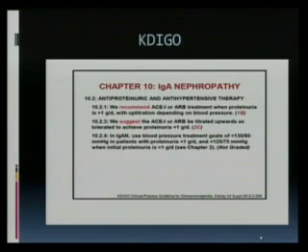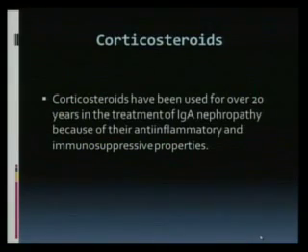And you can see the evidence is pretty decent there, 1B. We suggest that ACE or ARB should be titrated to achieve proteinuria less than 1 gram. And then the target blood pressure should be less than 130/80. So that's the recommendation that you follow. And both ACE and ARBs are the mainstay for therapy.